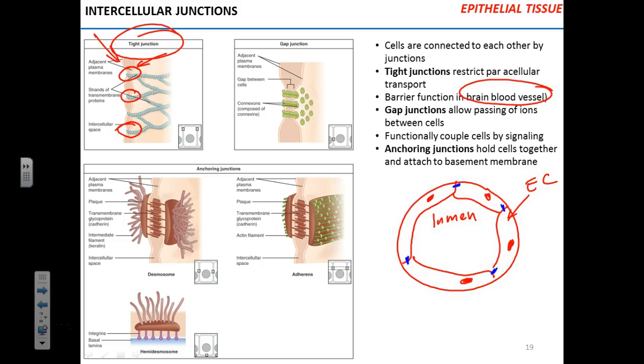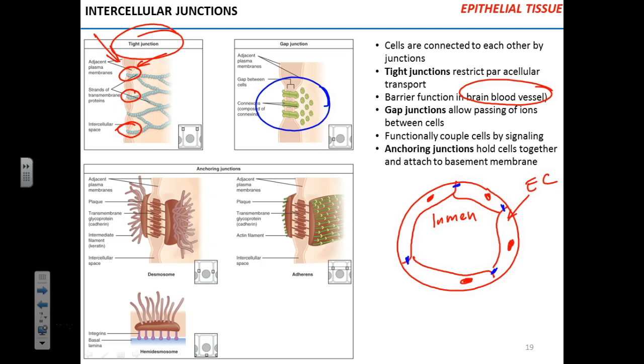Does that make sense? Anywhere you want to prevent the transport of things from the lumen into the surrounding tissue, you're going to find tight junctions. Pretty much the opposite of it is gap junctions. The gap junctions are essentially the channels through which ions can move from one cell to another.